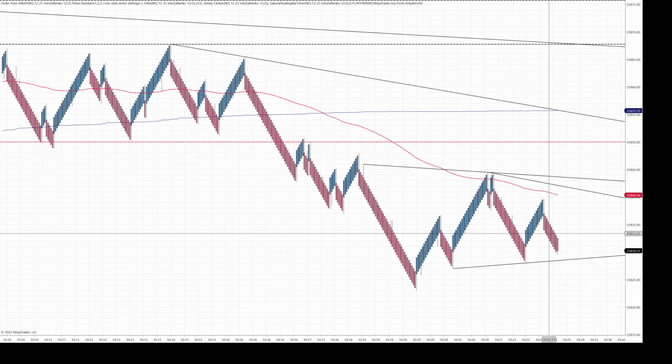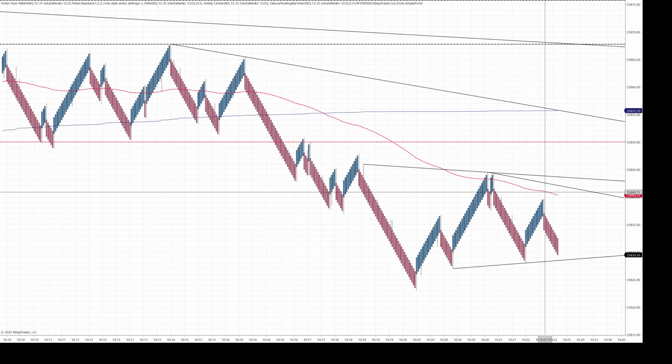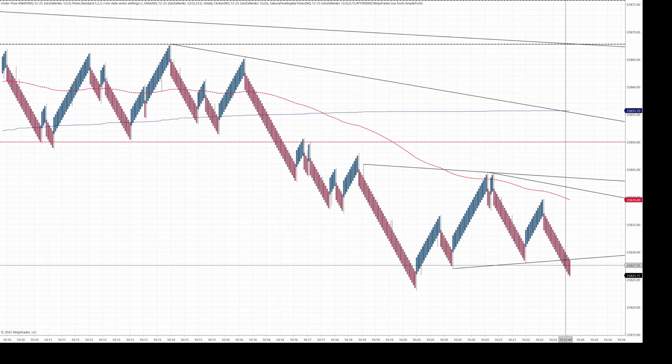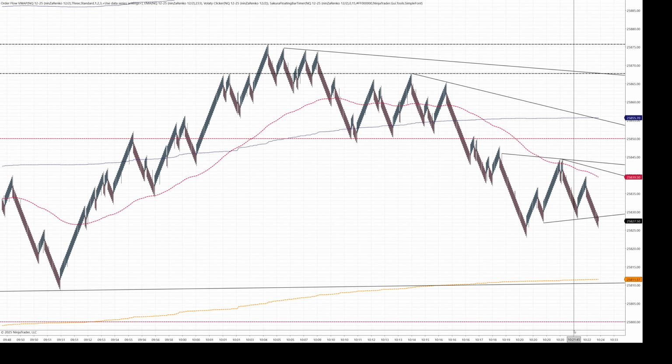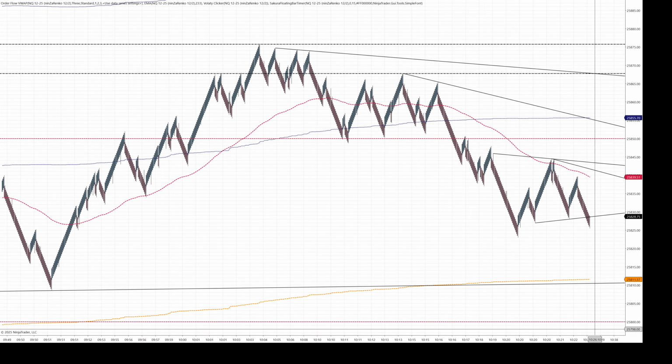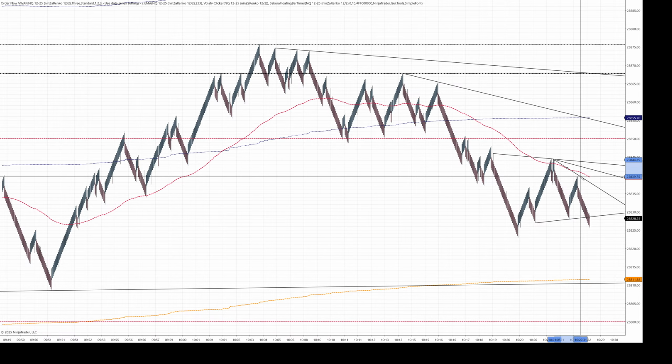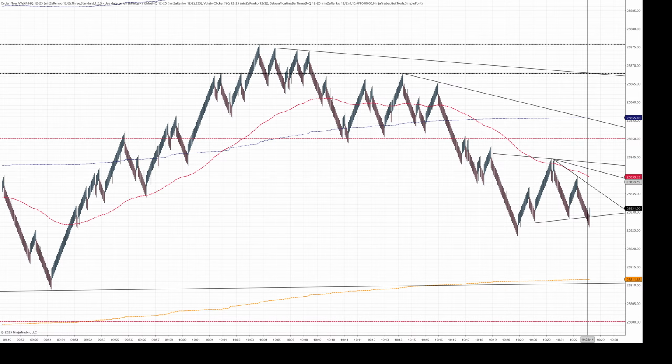Notice we didn't take this reversal here because it didn't retest the actual T line, and we wouldn't have had room before we hit this trend line here. But now I'm more interested in us going all the way back down to the VWAP. That's the level I'm interested in as my next potential trade.